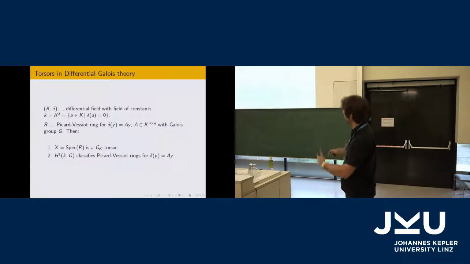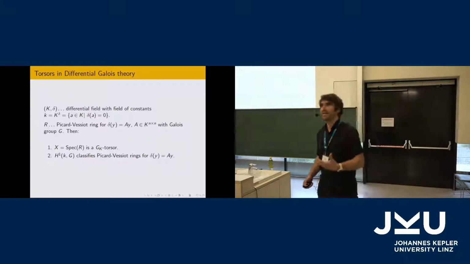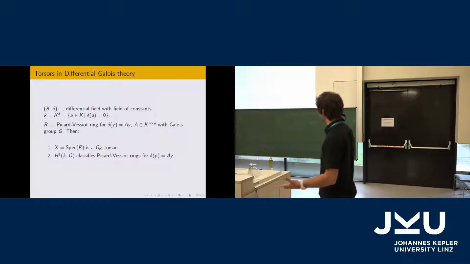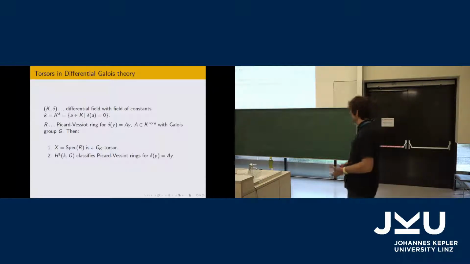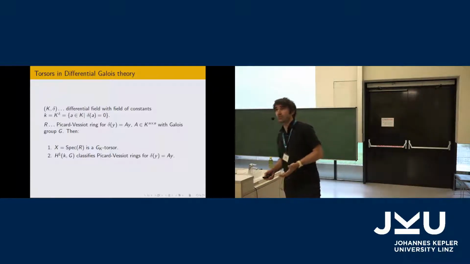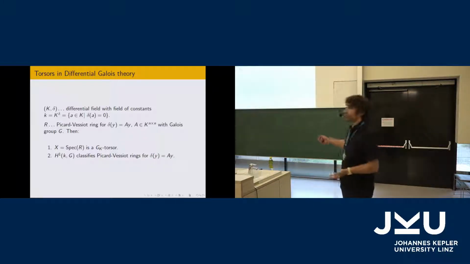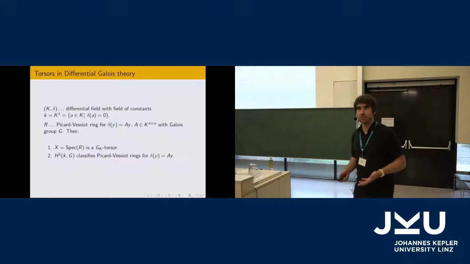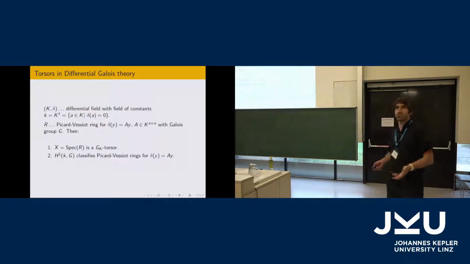Another way torsors are interesting in Galois theory is that H1 of the Galois group classifies the Picard-Vessiot rings for the given differential equation. If the field of constants is not algebraically closed, then the Picard-Vessiot ring is not unique. In fact, the Picard-Vessiot ring is unique if and only if H1 is trivial. So it's nice to know that H1 is trivial. In general, it's always good to know that all torsors are trivial.